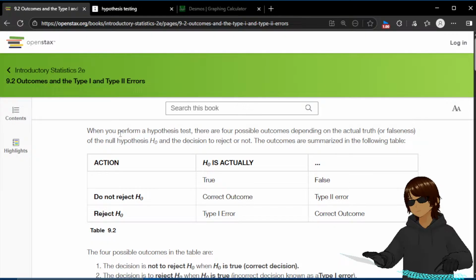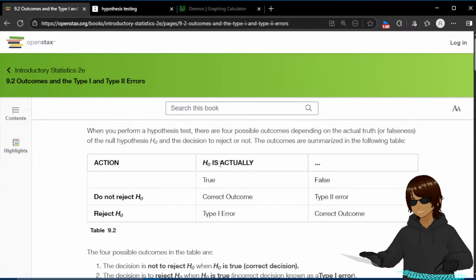When you perform a hypothesis test, there are 4 possible outcomes depending on the actual truth or falseness of the null hypothesis and the decision to reject or not. The outcomes are summarized in the following table. Action and null hypothesis are actually true or false. So do not reject null hypothesis: correct outcome, type 2 error.